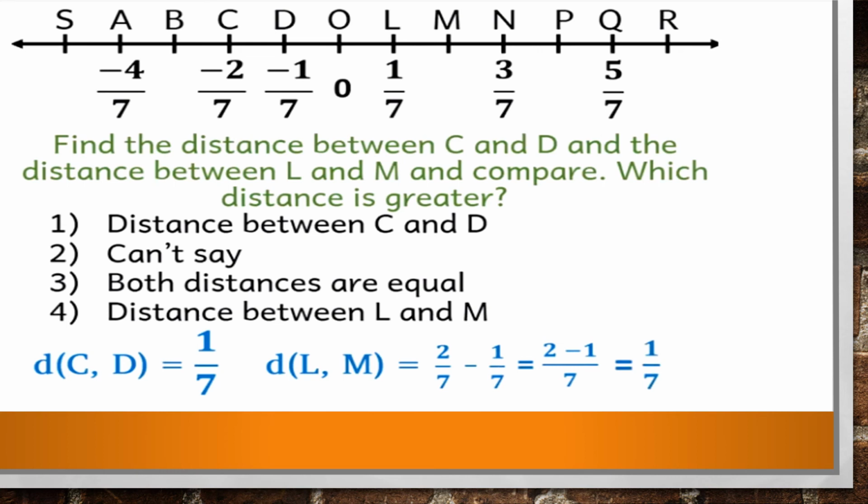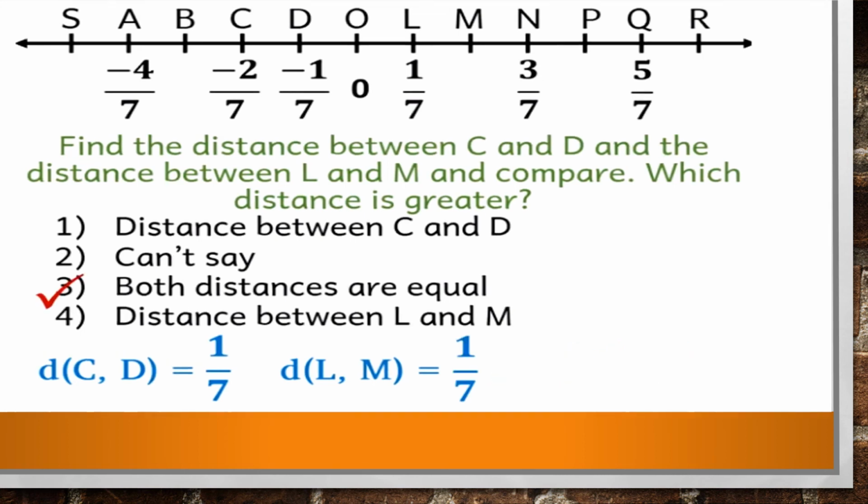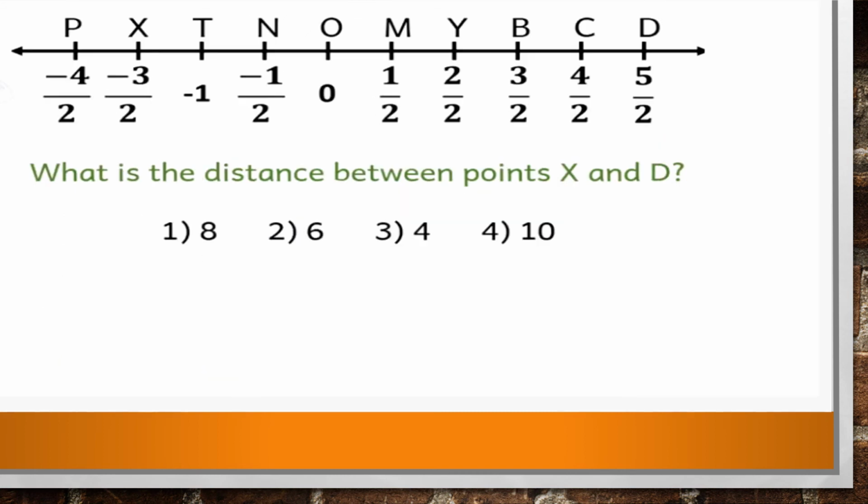So here the distance between C and D and L and M are the same. So both distances are equal. The option number 3 is the correct option. You will circle it out, and this is how you solve such type of a sum. It is very simple. It is just that you have to read the question carefully and see the number line also properly. Next question that we have is, what is the distance between point X and D?